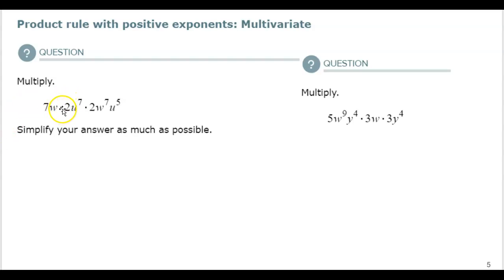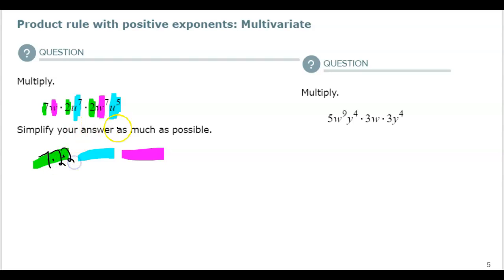We're going to do this first one together. You guys are going to do the second one on your own. We're starting to get more and more variables. So I have my constants, I have my w's, I have my u's. So I'm going to do my constants, my u's, and my w's. My constants are 7 times 2 times 2. My w's, u to the 7th, u to the 5th.